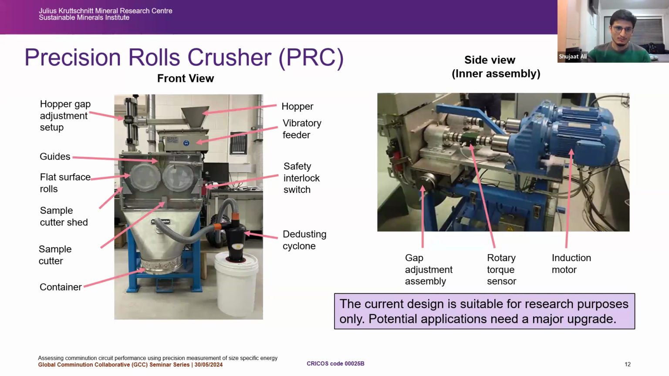Also, another cool thing is that we added a sample cutter here. So when you break your particles, you can also sample your product progressively when you reduce the size of your feed. And that gives you good information of energy plus your product. And just to say that the equipment that we have at JKMRC is currently just for research purposes. It needs a further upgrade to be applied commercially.